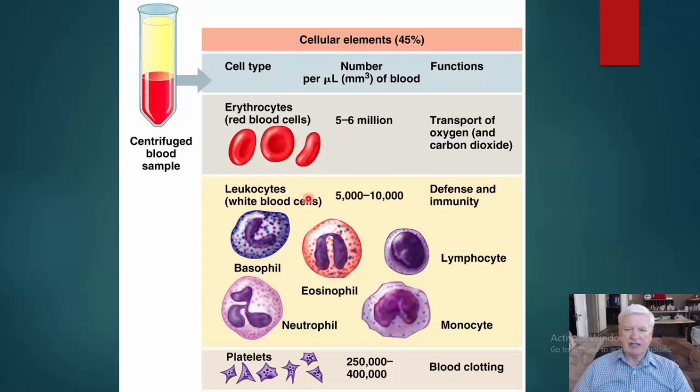And then tens of thousands maybe of leukocytes, but they're more varied. You have your granulocytes, 3 types: the neutrophils, basophils, and eosinophils. And then you have your agranular cytes, 2 types: the monocyte and the lymphocyte. And then finally you have little pieces of cells, fragments of cells, and there are hundreds of thousands of those per unit. And those are the formed elements or the cellular elements of blood.